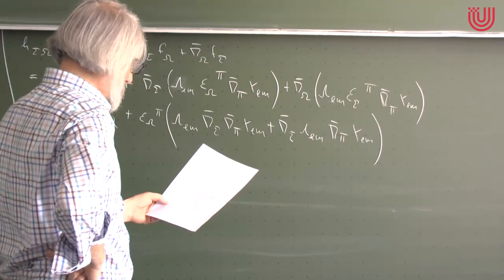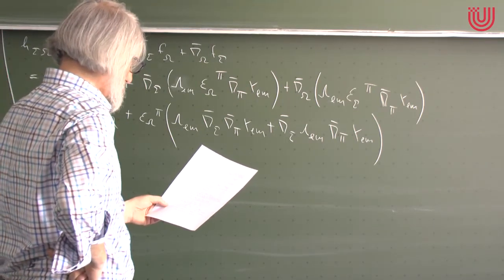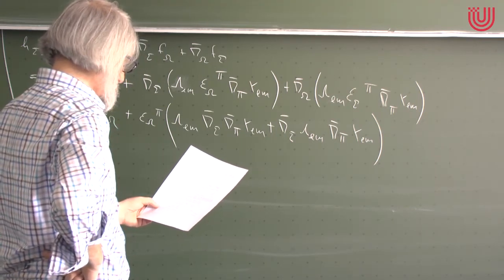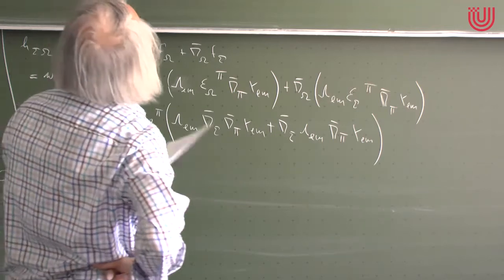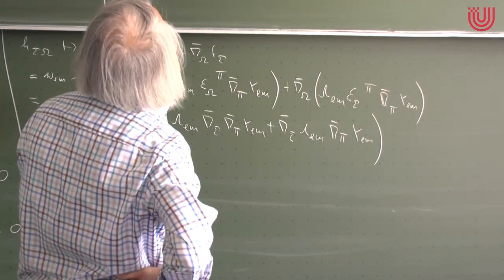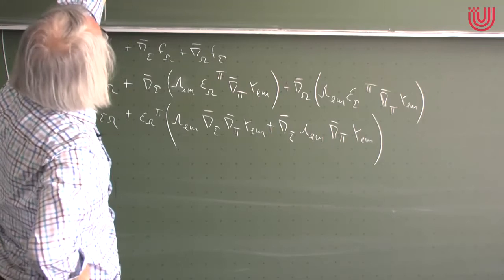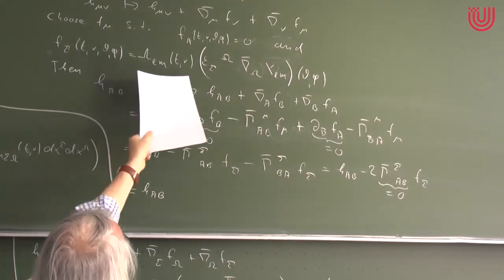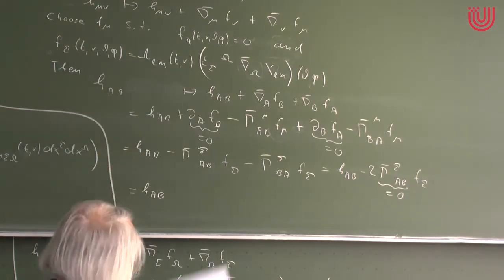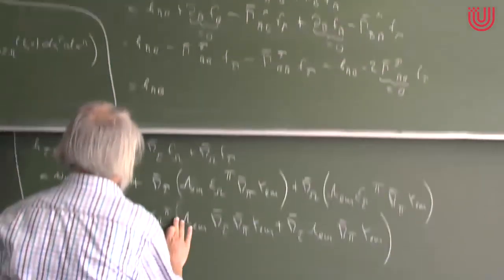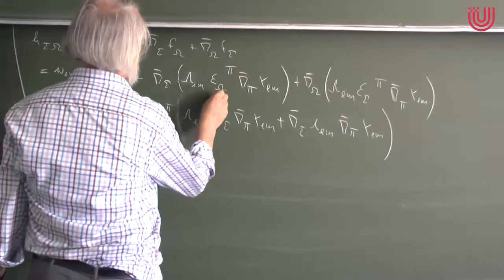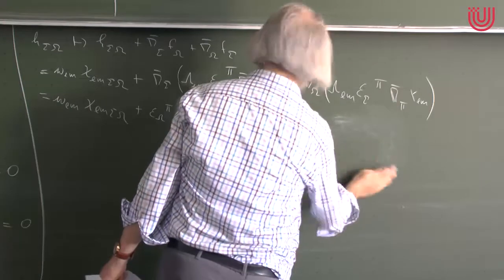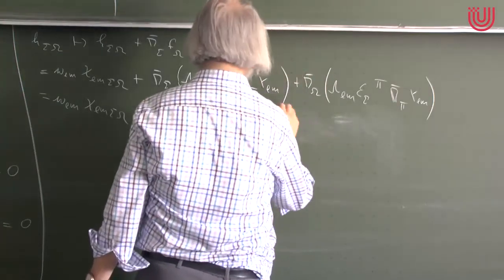Let me see. The lambda Lm, wait a minute. The lambda Lm depend only on t and r. These are scalar functions with respect to the angular coordinates, so I could pull them also out of the bracket, right? So this is nonsense what I've written here. Well, it's not nonsense, but I've added a term which is actually 0.